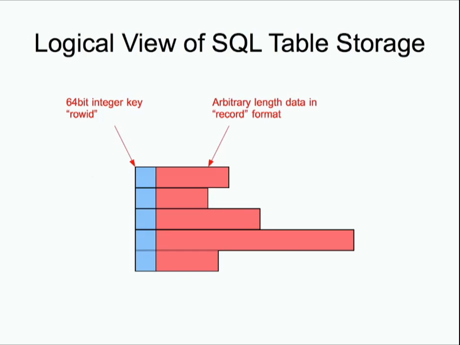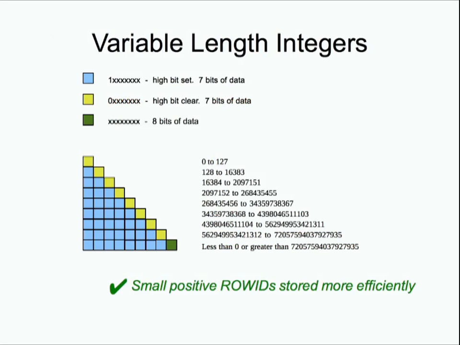Inside the B tree, this is a logical view of a regular B tree in SQLite. It consists of variable length records. Every record has a 64-bit signed integer row ID. And the records are of arbitrary length. So as far as the B tree is concerned, the records are just a blob. There's no structure to them. We'll talk about how the structure is imposed in a few minutes. But the important point is the records are of arbitrary length.